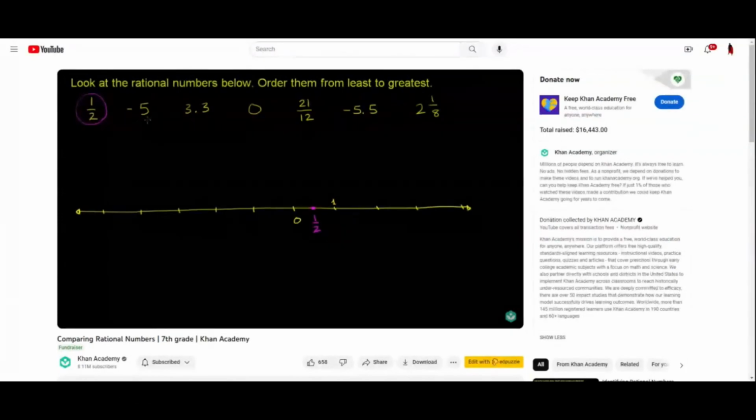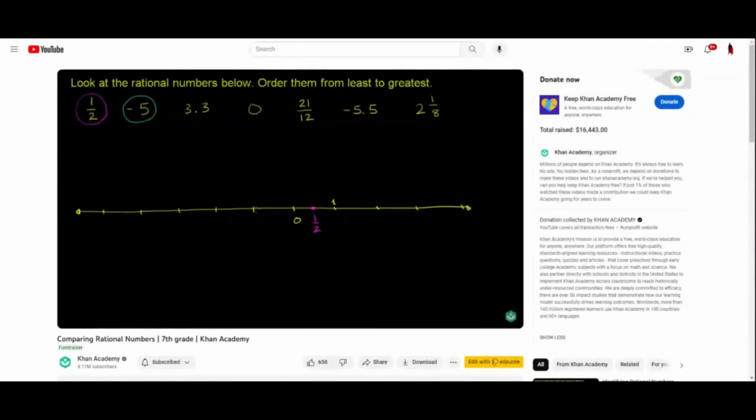Then we have negative 5. Well, this is negative 1, negative 2, negative 3, negative 4, negative 5. Negative 5 sits right over there. And then we have 3.3, positive 3.3. I'll do that in blue. So this is 1, 2, 3, and then we want to do another 0.3. So 0.3 is about a third of the way, a little less than a third of the way. It'd be 3.33333 forever if it was a third of the way. So a third of the way looks like about right over here.